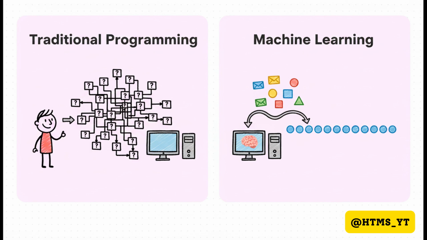And this is a huge, huge shift from how we used to do things. Think about it. Old school programming meant a human had to think of and write down a rule for every single possibility. It's super rigid. But with machine learning, we just show the computer a million examples of spam, and it starts to get a feel for it. It's not about following a checklist anymore. It's about spotting the patterns.